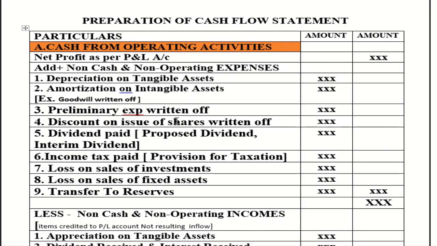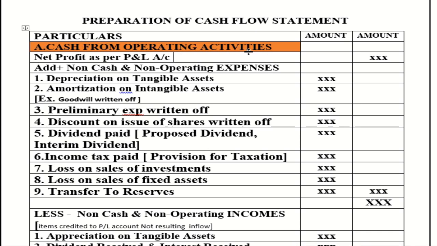So my dear students, first we will see the format or pro forma for the preparation of a cash flow statement as per Accounting Standard 3 under the indirect method. First there are three activities. First we have to find out the cash flow from operating activities.